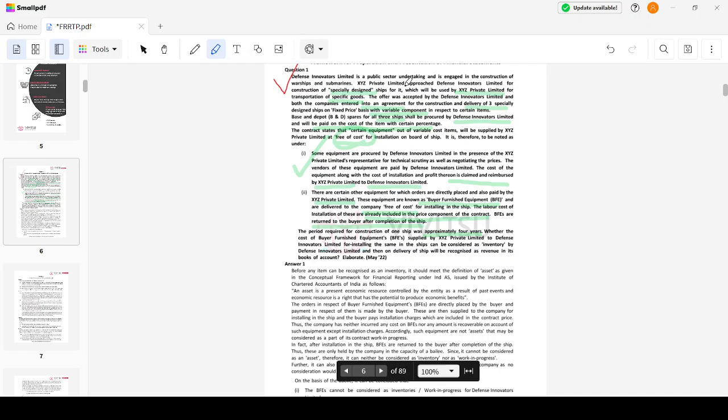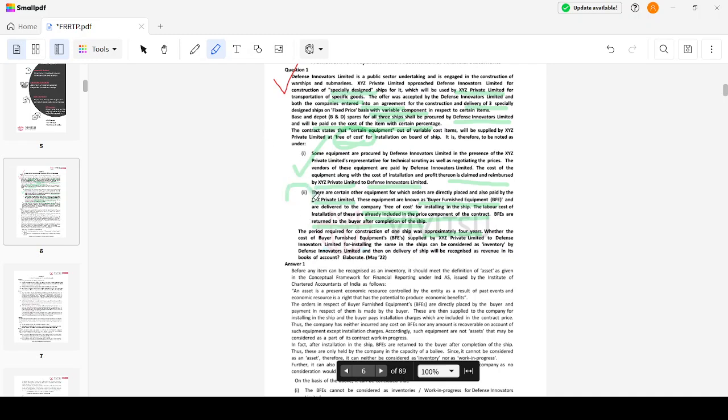clear? And this offer is accepted, and there is an agreement with a fixed price and also a variable component. It is said that you will give me some cost plus a certain percentage. And certain equipments will be supplied directly free of cost for the installation. The point number one states that some equipments will be directly procured by Defense Innovators, and Defense Innovators will be paying for it. But this plus some profit will be claimed and reimbursed. This will be the first one.